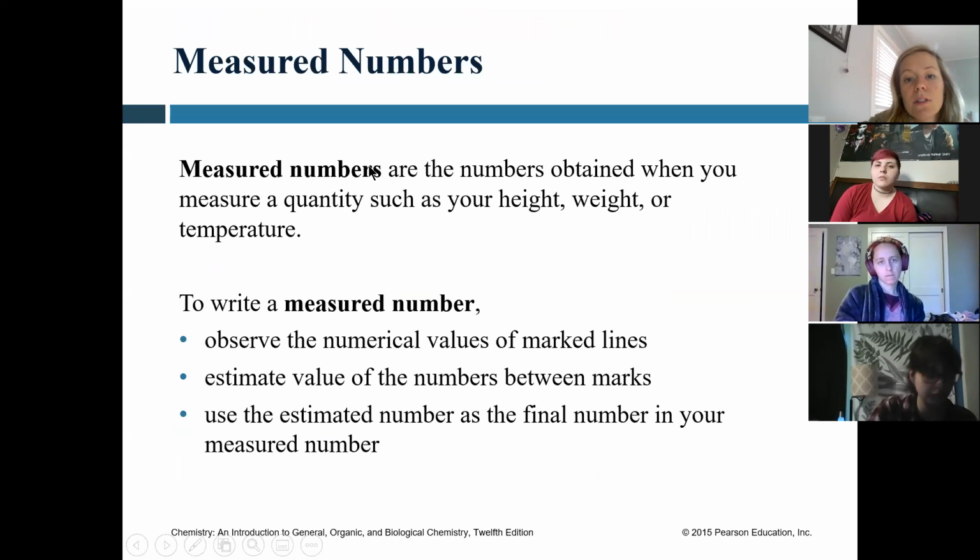Measured numbers are numbers that are obtained when you get them experimentally, things like height, weight, temperature. To write a measured number, observe the numerical value of mark lines, estimate the value between mark lines, and use the estimated number as the final number on your measured number.